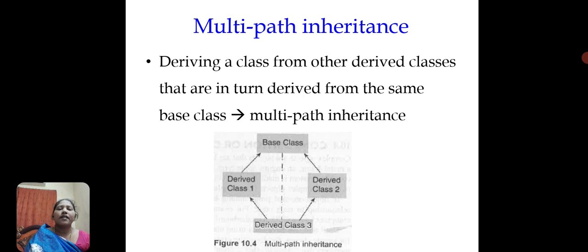That is, derived class 3 can access the base class from derived class 1 and also from derived class 2. So you are having multiple paths, two paths here. One is through derived class 1, and another path is through derived class 2. You can access the base class. So this type is called multi-path inheritance. So these are all the four types of inheritance you are having.